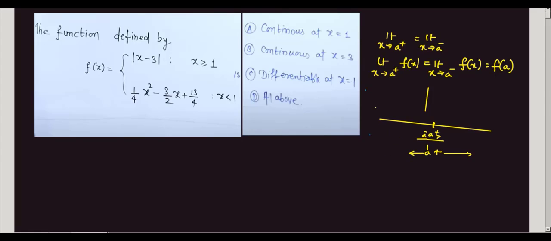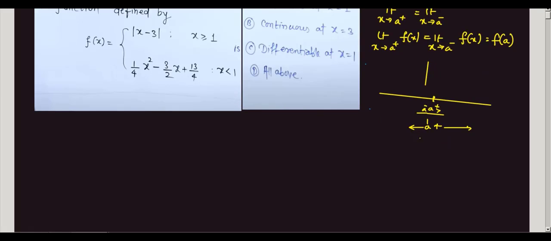Similarly, the differentiation is given by limit x tends to a of f of x minus f of a by x minus a. Okay? So for the function to be differentiable, limit x tends to a plus of this function must equal limit x tends to a minus of this function. It should be equal. A plus is the right hand side, a minus is the left hand side. So these are the conditions for continuity and differentiability. The left hand derivative and right hand derivative must be equal to f of a when it is continuous. So if the left hand derivative equals the right hand derivative, then it is differentiable, right?